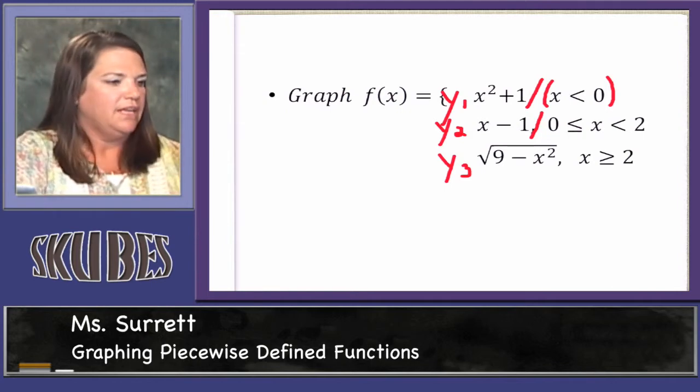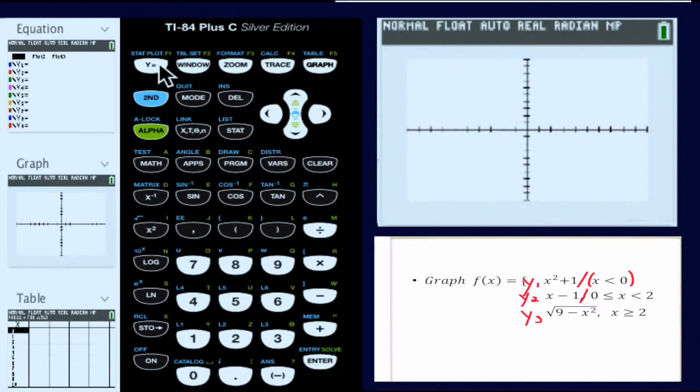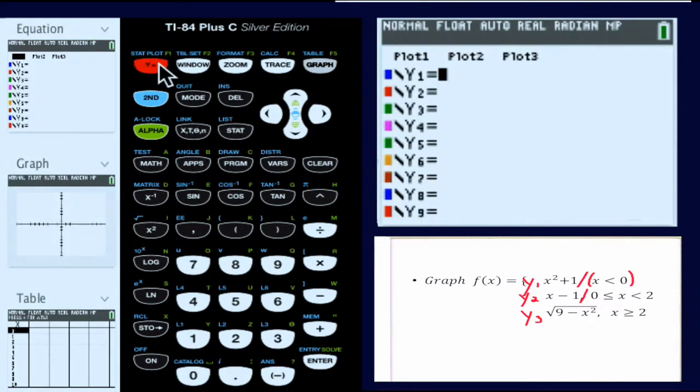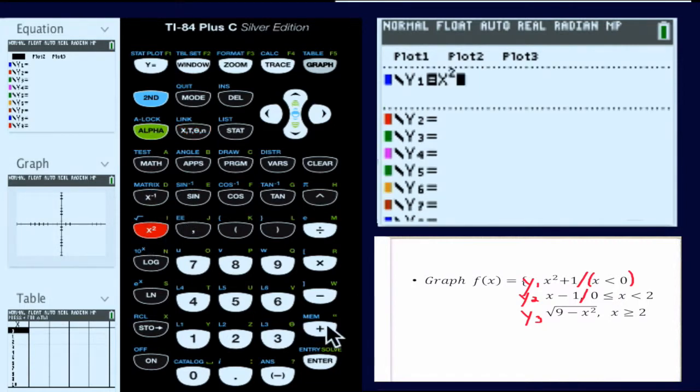So let's start. Press the y equals button, which is in the upper left hand corner. We're going to type in x squared plus 1. The x button is directly to the right of the alpha or the green button. We're going to square it, so you can either use the exponent button or the shortcut, which is x squared. And then plus 1. Now we need to tell the calculator to restrict our domain, so we press divided by and then parentheses.